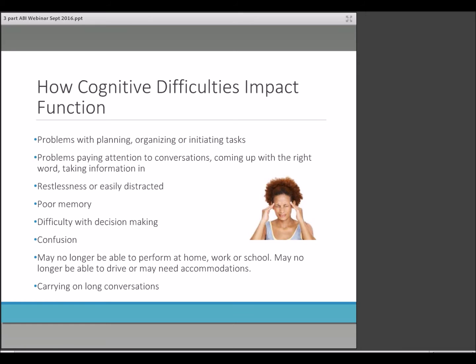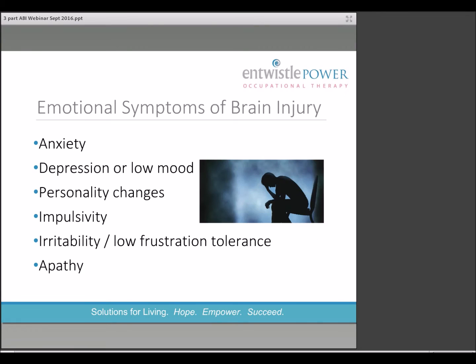Due to cognitive communication difficulties, they may also struggle to read, write, or even carry on conversations. And please take note that this is not an exhaustive list, as each individual with brain injury presents quite uniquely. So those were the cognitive symptoms.